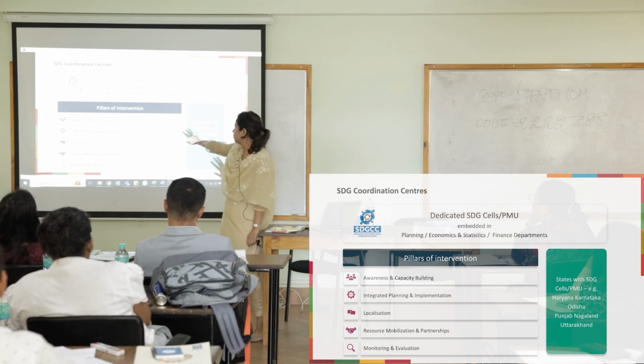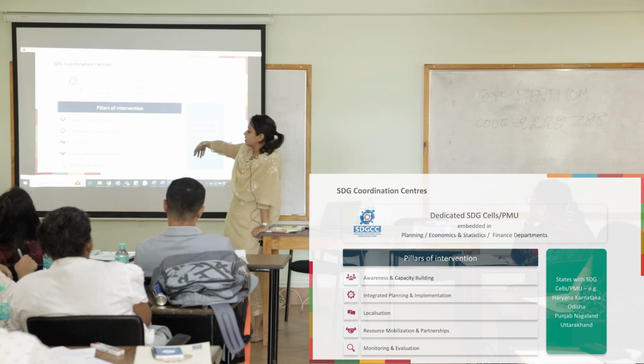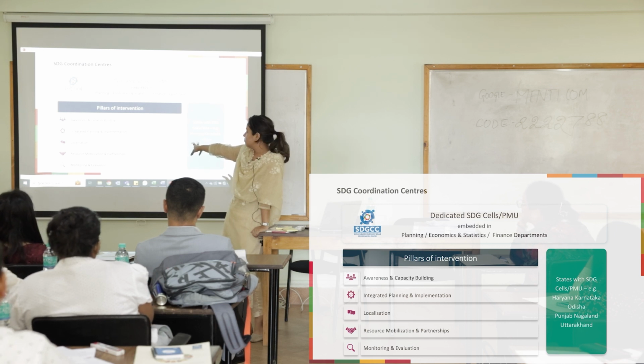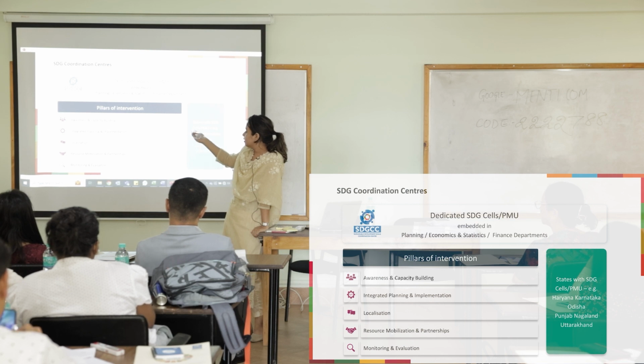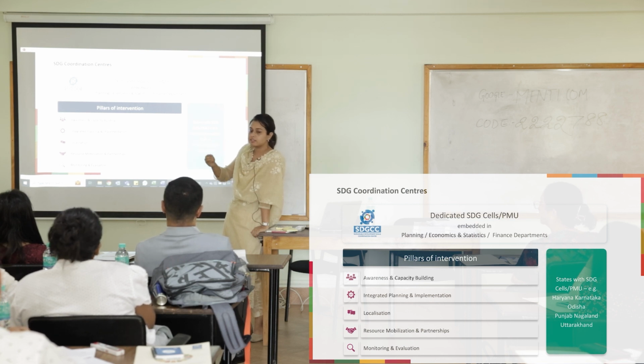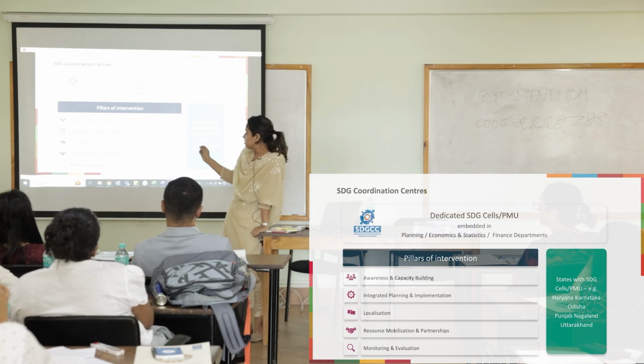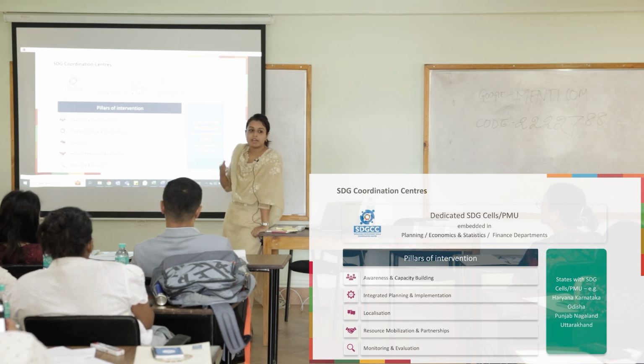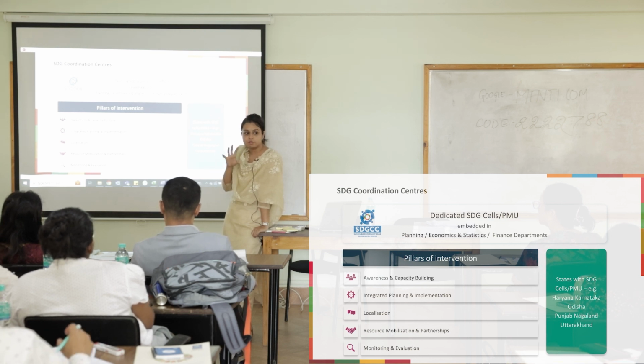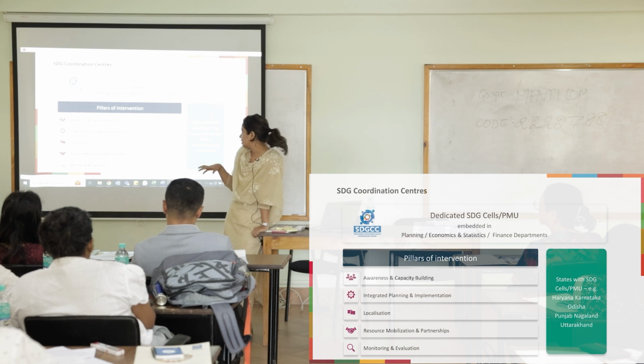So these are basically the 5 pillars that the SDG cells work on. First is awareness and capacity building. Then integrating, so as I said, outcome budgeting exercises, this is also done. Localization, which means creating awareness. For example, in Nagaland, we have the Hornbill Festival. So we have an exclusive stall to promote SDGs through quizzes, games. We distribute prizes among children, and then we have a Green Christmas campaign. So those are the localization initiatives that are taken by states.